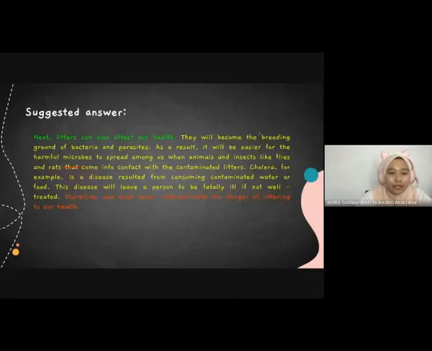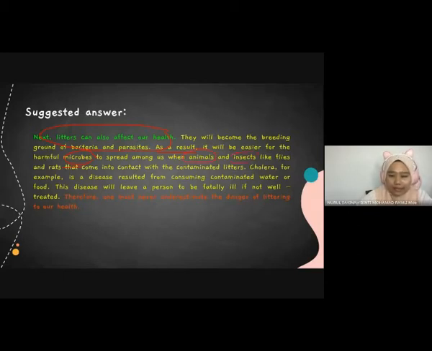Okay, so you need another one. How? This is the main idea. And then you continue with how the litters just now, the subject just now, affect the health. So they become the breeding ground of bacteria and parasites. And you use the sentence connector here. As a result, it will be easier for the harmful microbes. Microbes that you refer to as bacteria and parasites here. To spread among us when animals, so who brings the microbes just now? Who transfers the microbes just now?